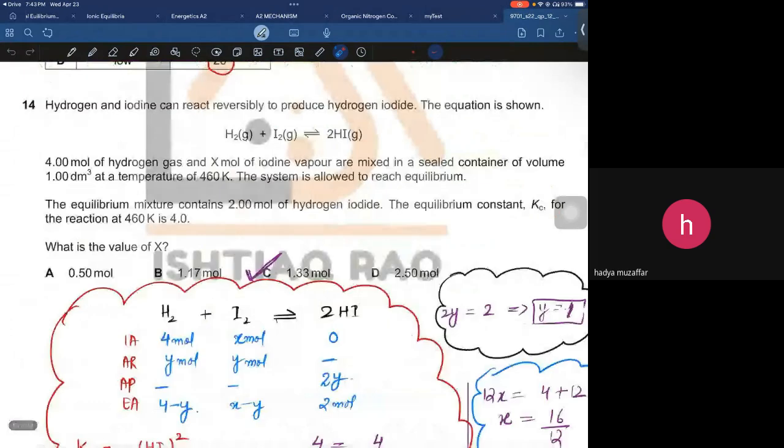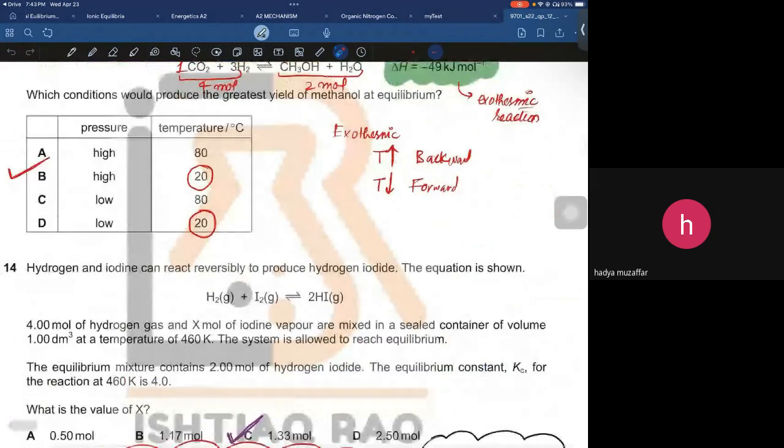Let's try question 14. Then I will tell you how to do this question. Just try this. I'm going to give you only 1 minute.